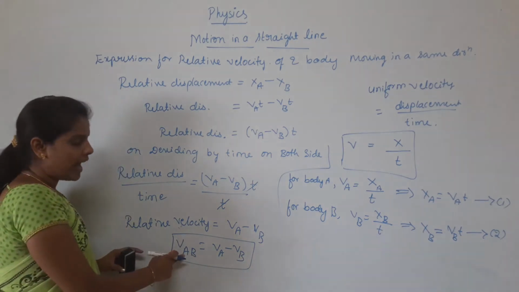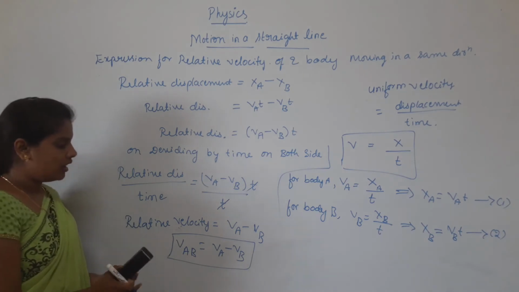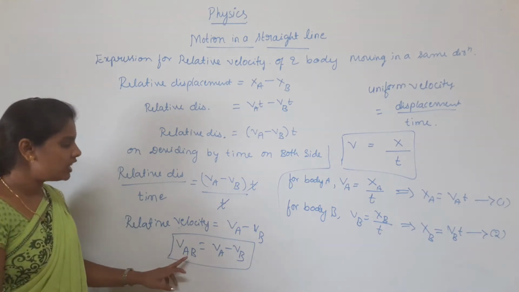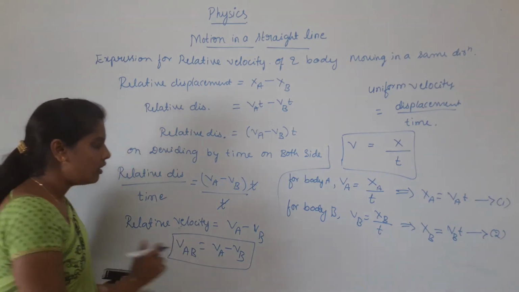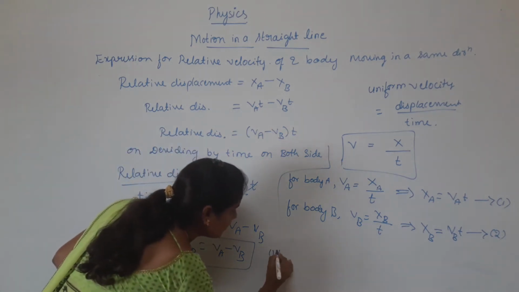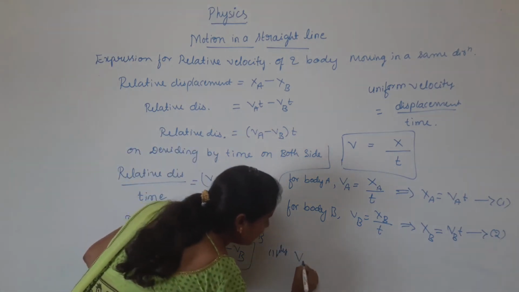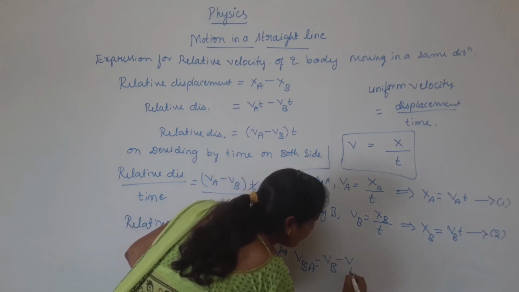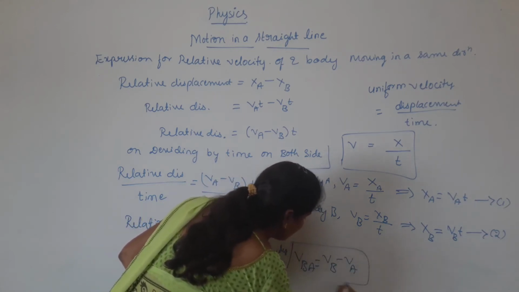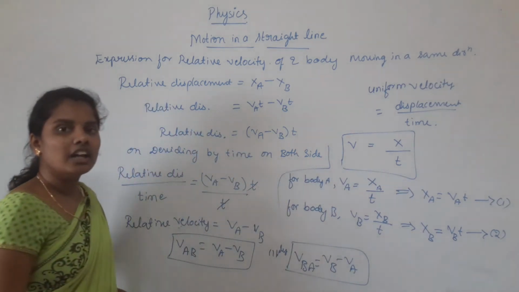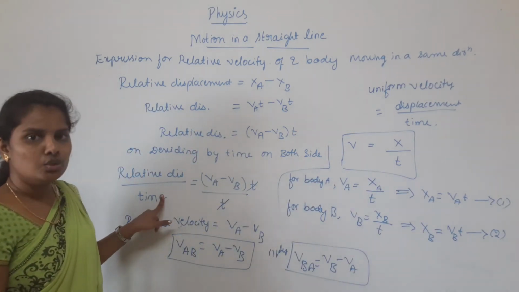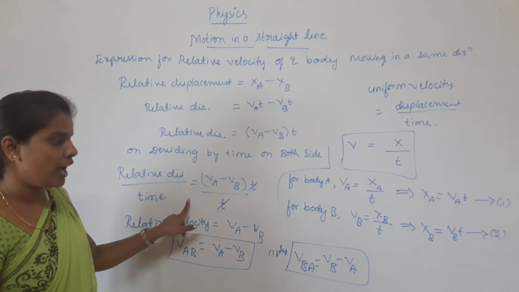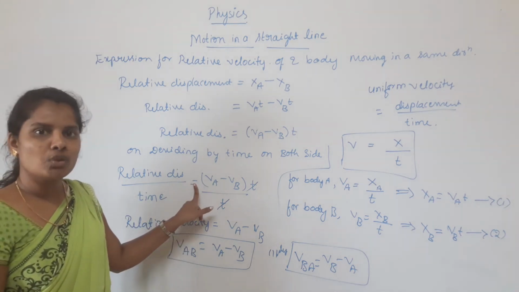In a similar manner, for a body B with respect to A, vba equals vb minus va. This is the required equation when the two bodies move in the same direction with a uniform velocity.